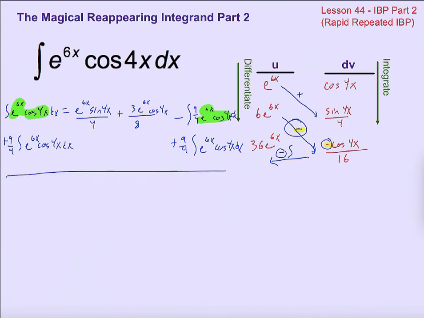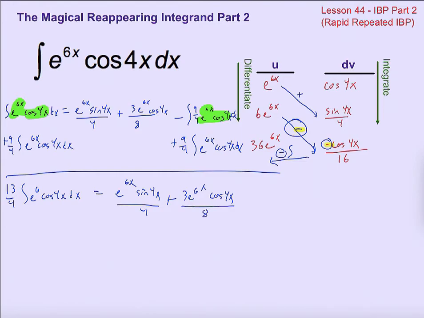And so when I finish doing that addition, I end up with one integral of e to the 6x cosine of 4x dx plus 9/4 of another integral of e to the 6x cosine of 4x dx. Well, that all adds up to 13/4 the integral of e to the 6x cosine of 4x dx. And that equals e to the 6x sine of 4x over 4 plus 3e to the 6x cosine of 4x over 8.